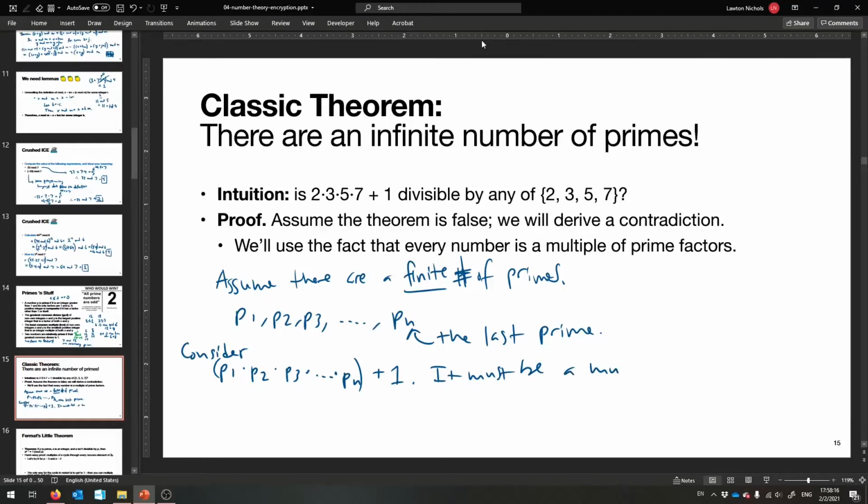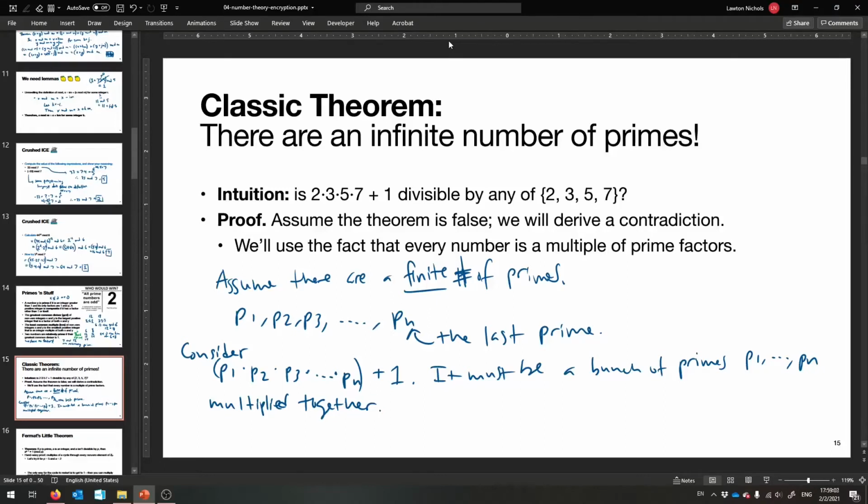A multiple. There's some expression involving all those things, right? It must be a bunch of the primes multiplied together in the list. Primes P1 through Pn multiplied together. Because every number is a multiple of its prime factors, and this is all the primes that exist in the world. So this number that we just made better be a bunch of these primes multiplied together. Yeah?